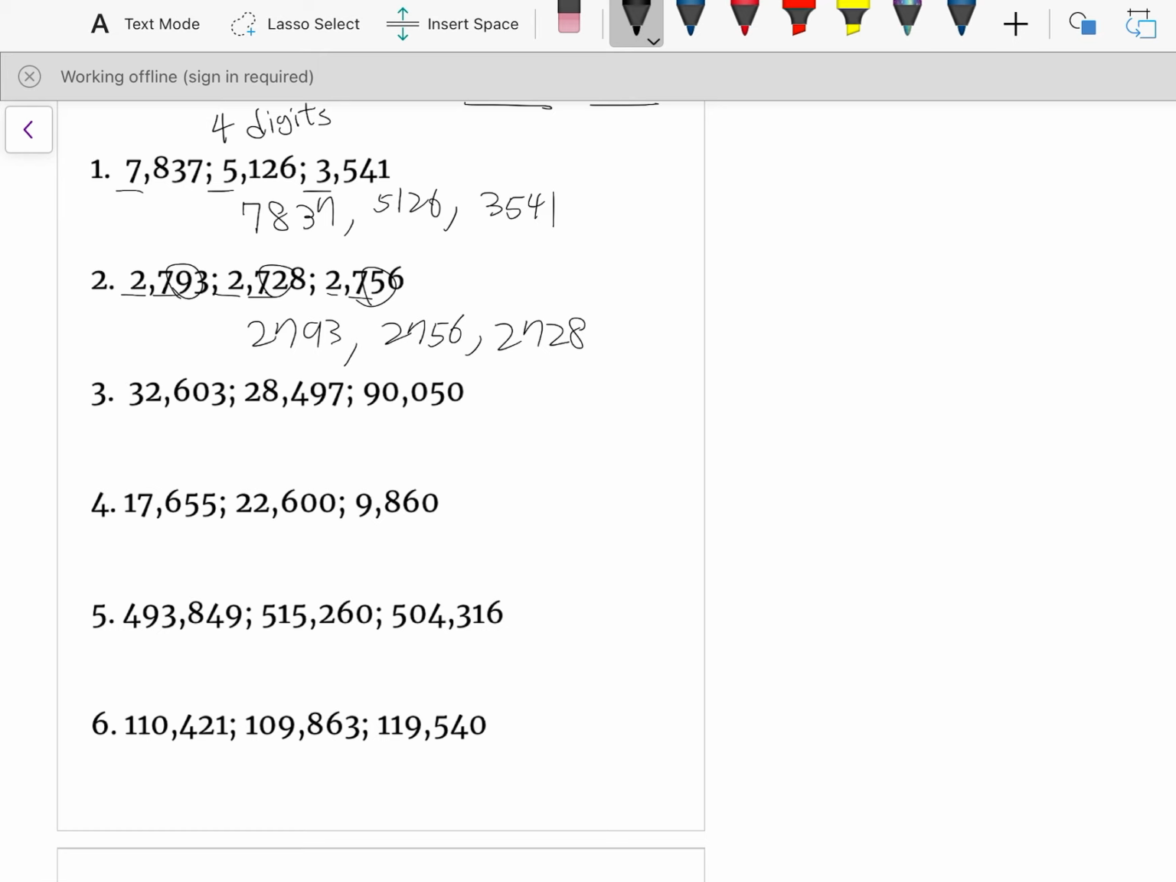And for number 3, we're gonna compare the first number, so 3, 2, and 9. But since 9 is greater than 3 and 2, we're gonna put 90,050 first. And then we're gonna put 32,603 since 3 is greater than 2.